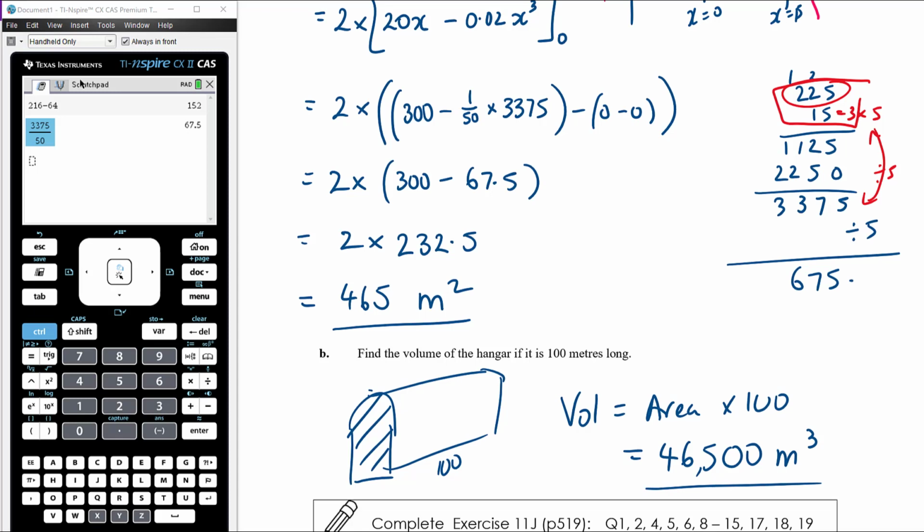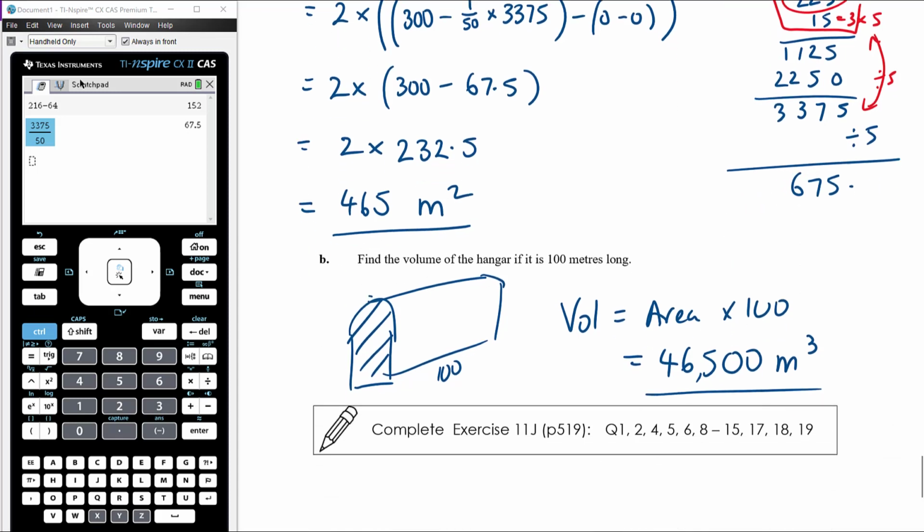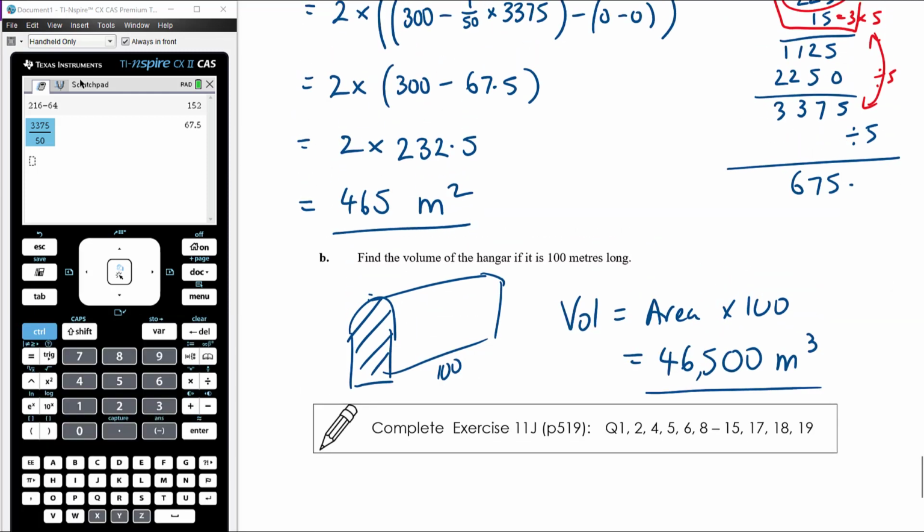Okay, so applications around rates of change, applications around kinematics, which obviously are an example of rates of change, area applications, but also an understanding of average value of a function as well. So quite a lot of questions there from exercise 11J.